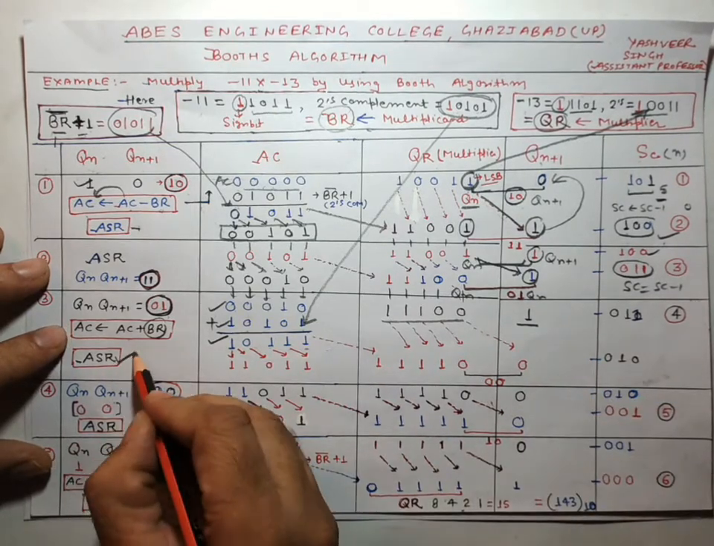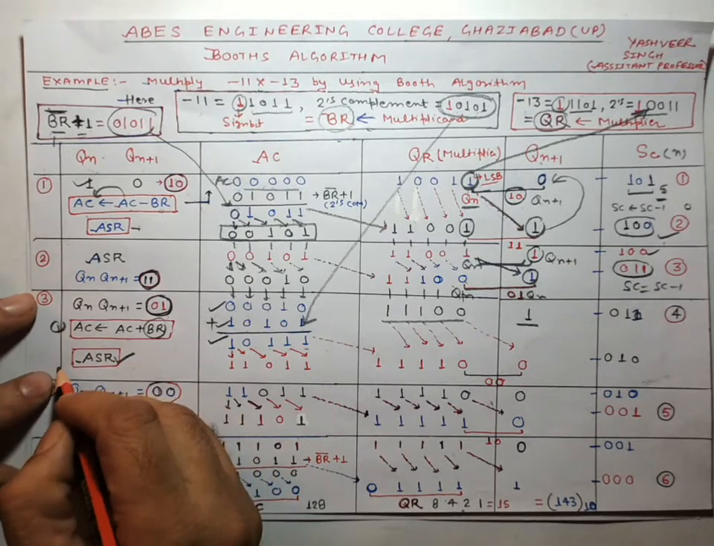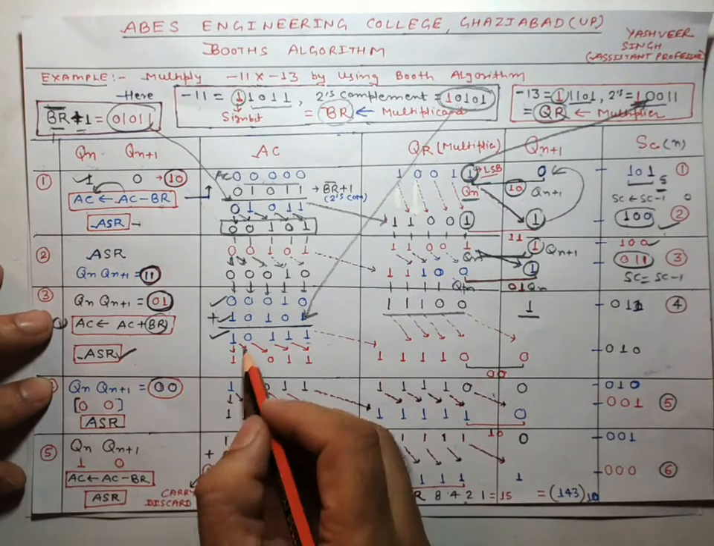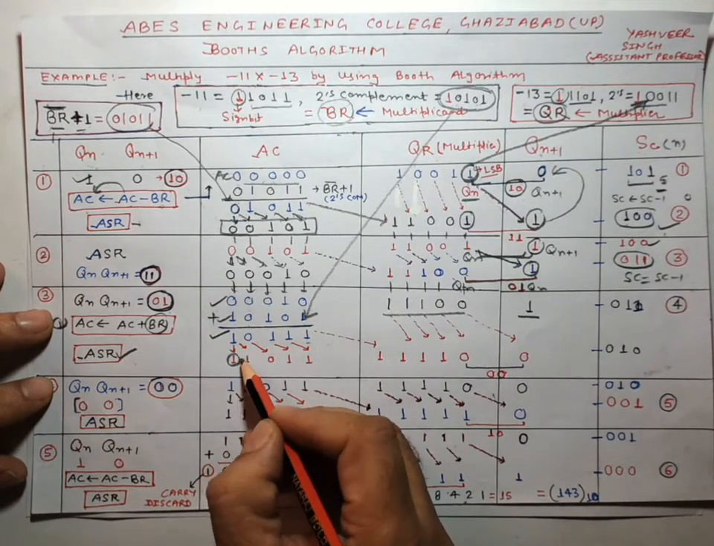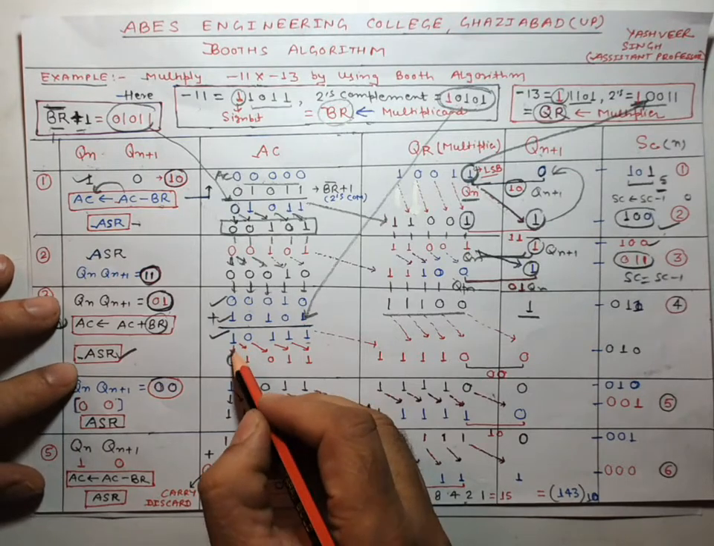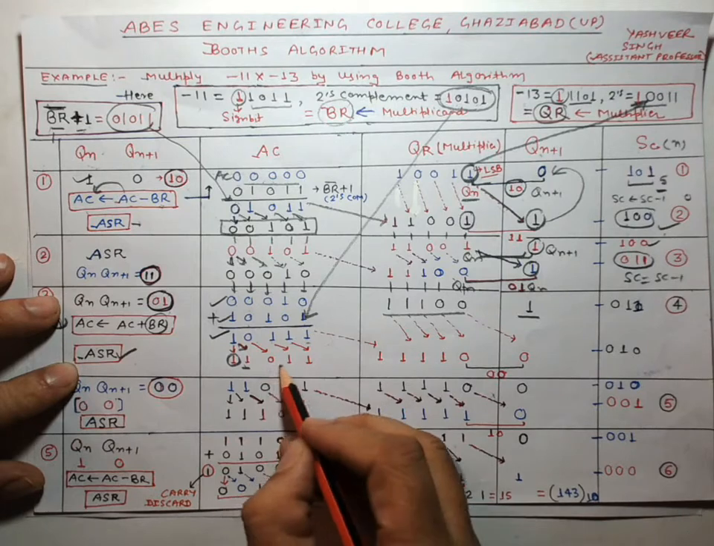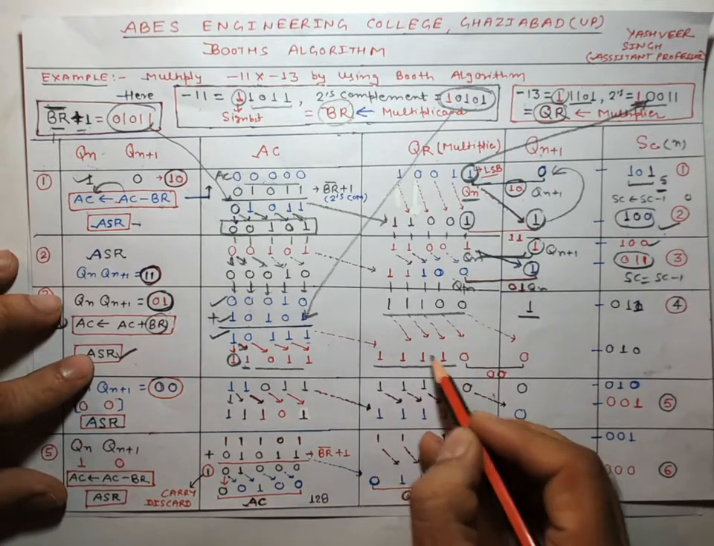After that, arithmetic shift right again. The first step is complete, then we will go to the next step, which is arithmetic shift right. Arithmetic shift right means this MSB value stays as it is, okay, and the bits are shifted 1 bit right, like the previous steps. Then we will find the final output like this.